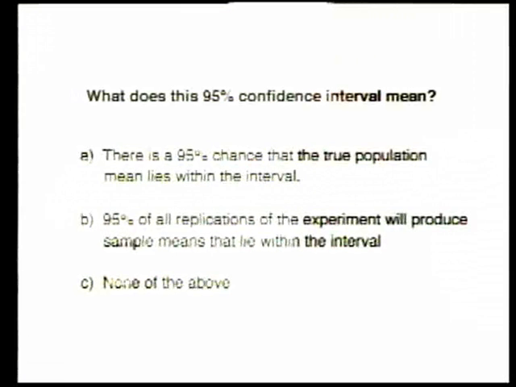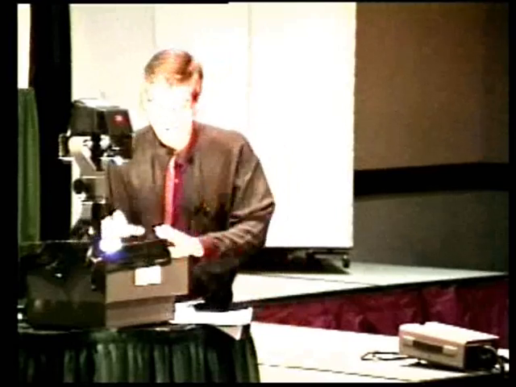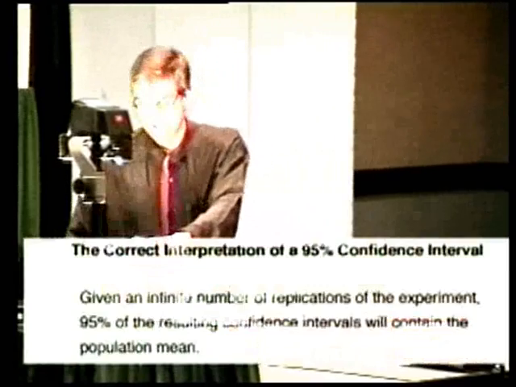A, there's a 95% chance that the true population mean lies within the interval. When I ask students, this is the one they most likely want to choose. B, 95% of all replications of the experiment will produce sample means that lie within the interval. Seems like a reasonable statement. Or C, none of the above. Well, anytime you have a multiple choice question and there's none of the above, it's probably going to be that.